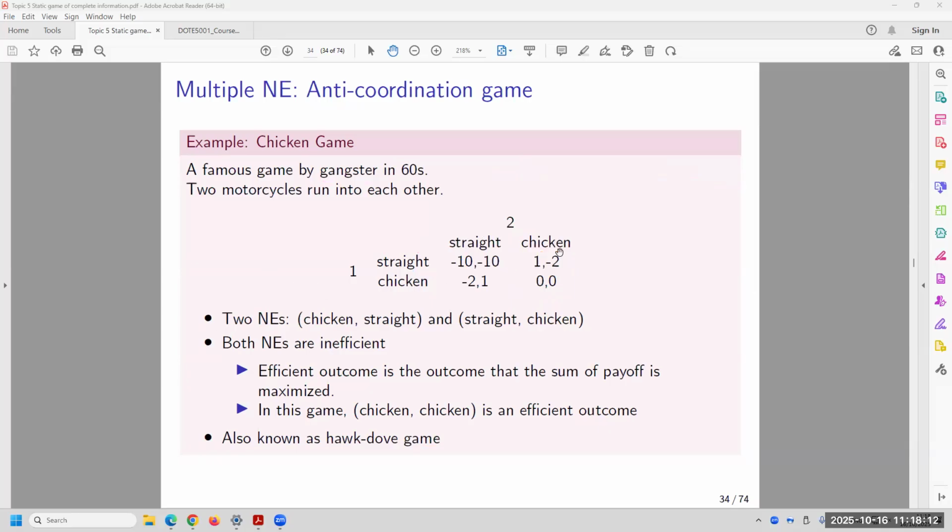And which one is the equilibrium? Of course, it will be very similar anyway, because it's just about who is going to be chicken or not. But this will just go back and forth as the outcome.